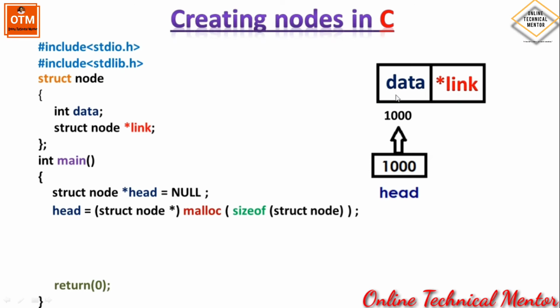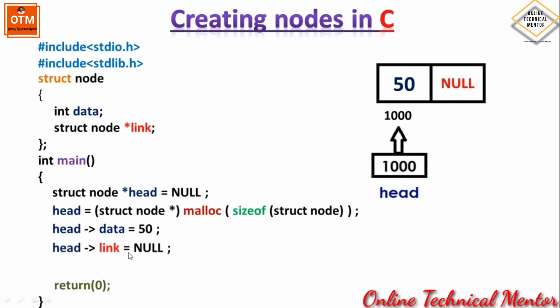Let me assign some value to this data part. Now the next line of our code will look like this: head arrow data. This hyphen greater than means an arrow operator. So whenever you call a structure member variable with the help of a pointer variable, this arrow operator is used. That means the data part of the head will be initialized with 50. Next, the link part of the head will be initialized with null. That means the link part will be updated with the null value. As there are no other nodes, there is no question of pointing to another node. So it will point to null.